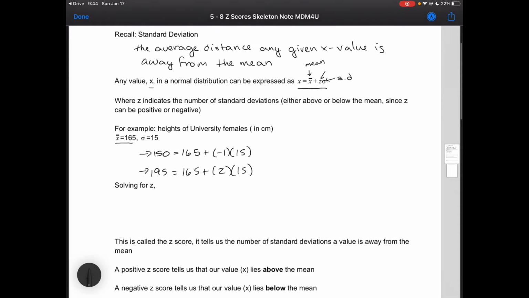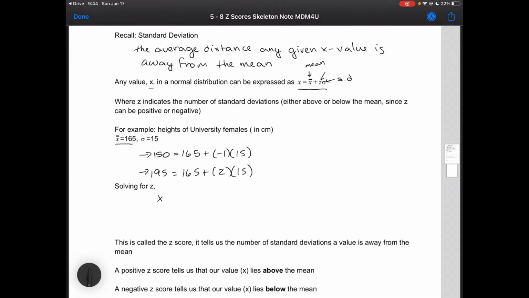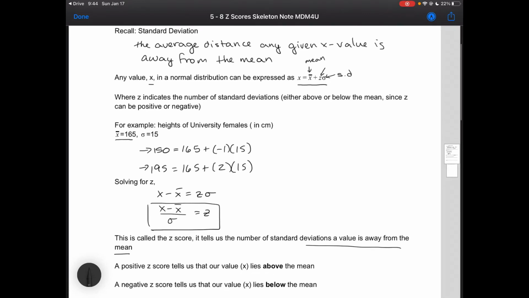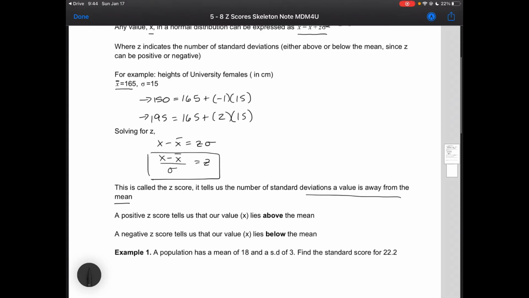So if we solve for z based on this equation, the first thing we do is move x bar over to the left-hand side, and then we're going to divide both sides by sigma. And this relationship gives us the z score, which tells us the number of standard deviations a value is away from the mean. A positive z score tells us that our value x lies above the mean, and a negative z score tells us that our value lies below the mean.